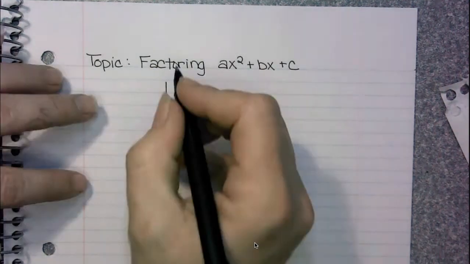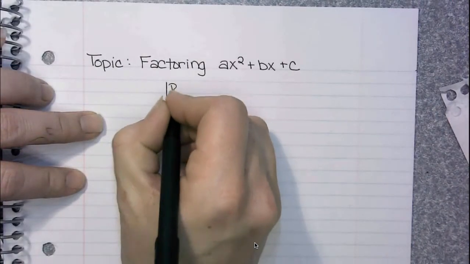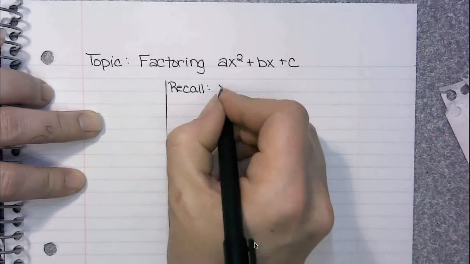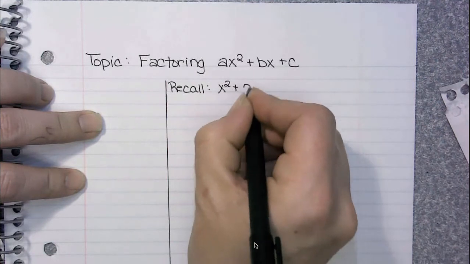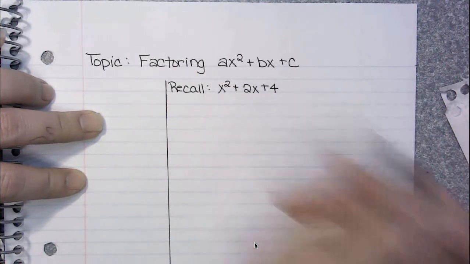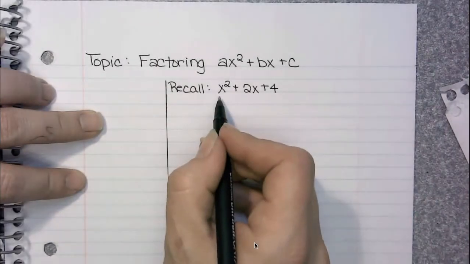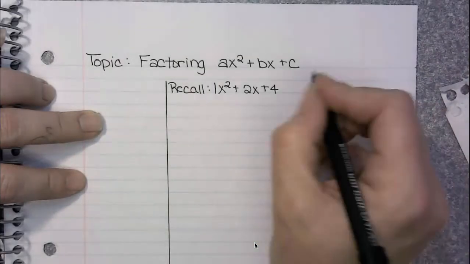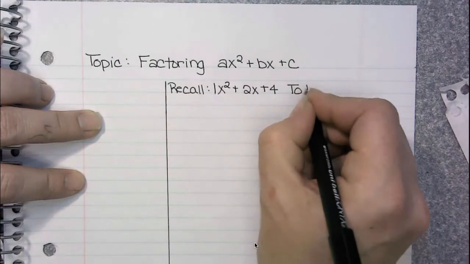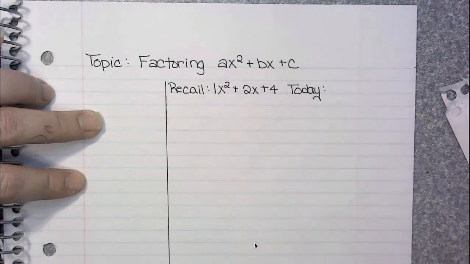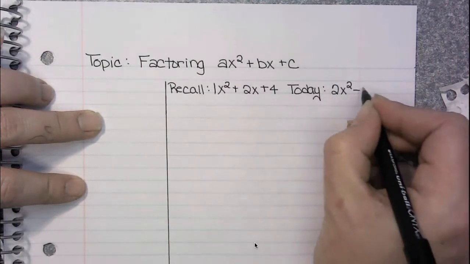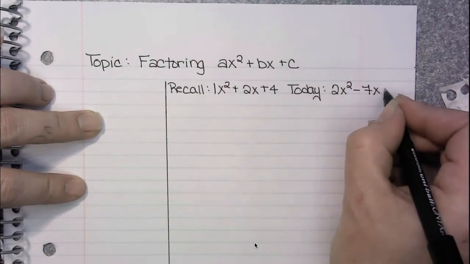And so if you recall last time we had things like x squared plus 2x plus 4, and we noted in the last set of notes that the coefficient of x squared was 1. Today, the coefficient of x squared is not 1, so there'll be things like 2x squared minus 7x minus 15.